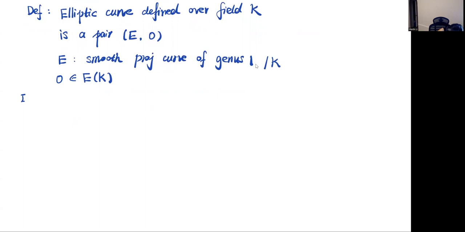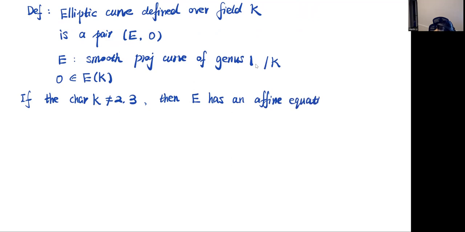If the characteristic of my field K is not two or three, which we can currently use as a running assumption to make our life easier, then E has an affine equation of the form y squared equals x cubed plus ax plus b, where a and b are in K.